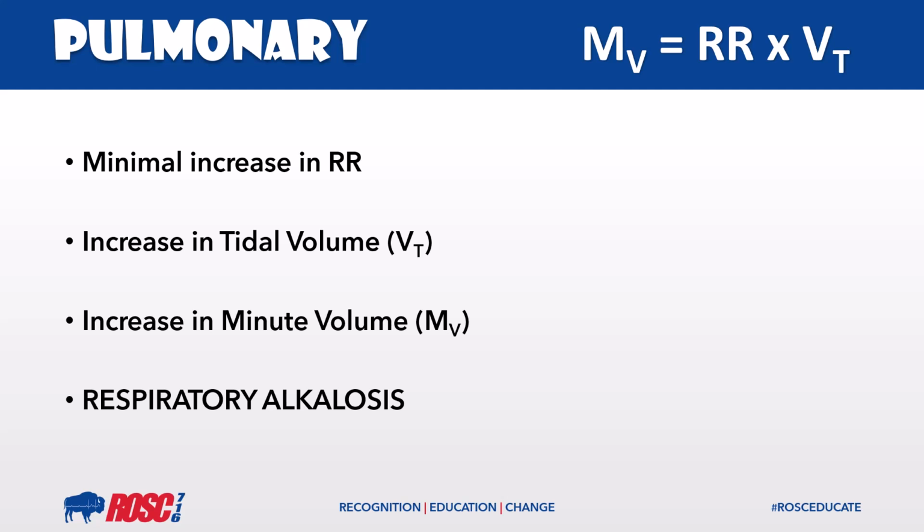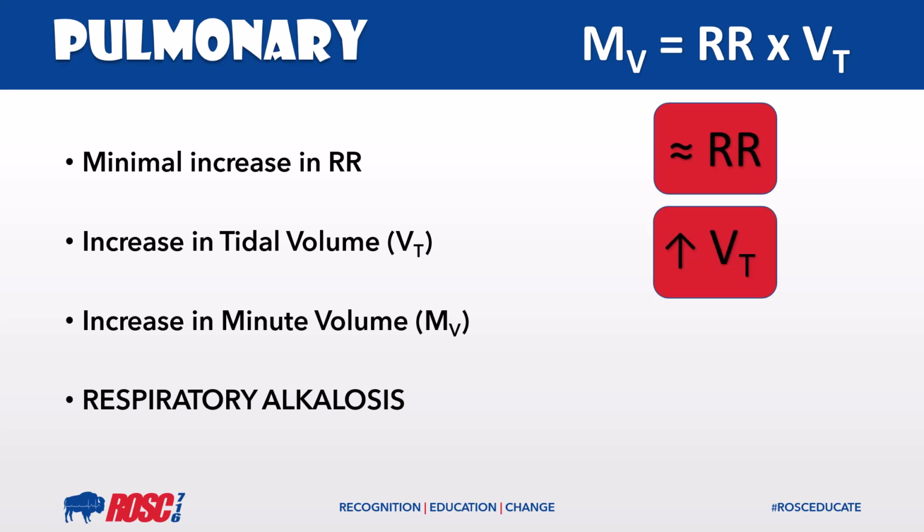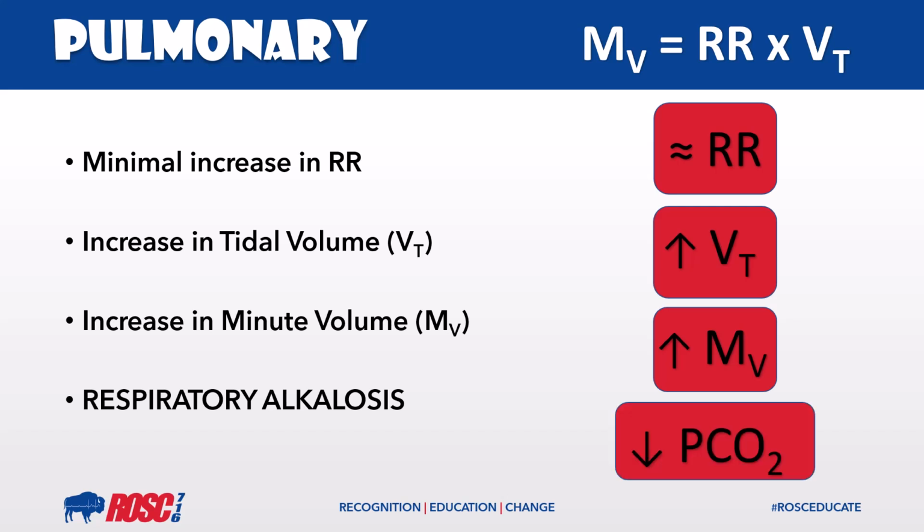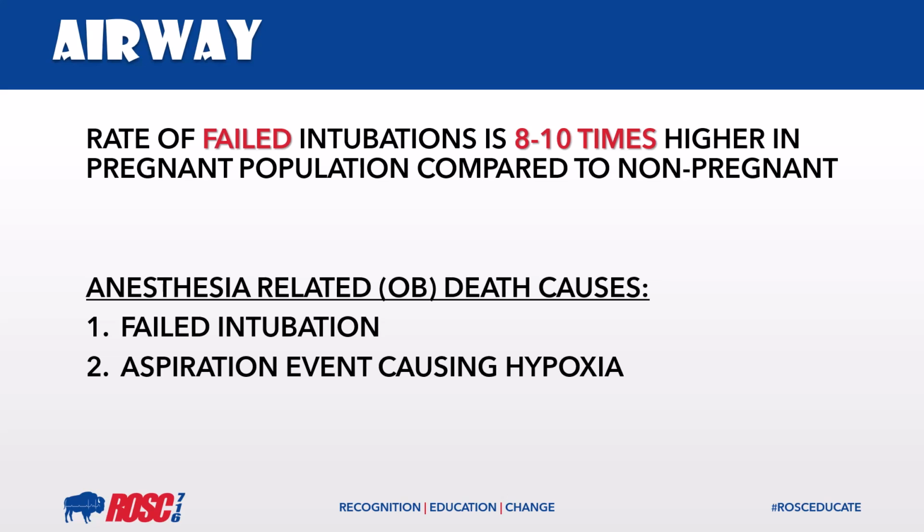So let's break that down a bit slower by using the formula at the top. We know that minute volume equals respiratory rate times tidal volume. With that, we know there's no or little change in respiratory rate during pregnancy. There's an increase in tidal volume. So according to our formula here, if we stay at a constant respiratory rate but increase our tidal volume, we'll increase our minute volume. If we increase our minute volume, we blow off more CO2, PCO2 drops, and we form a respiratory alkalosis.